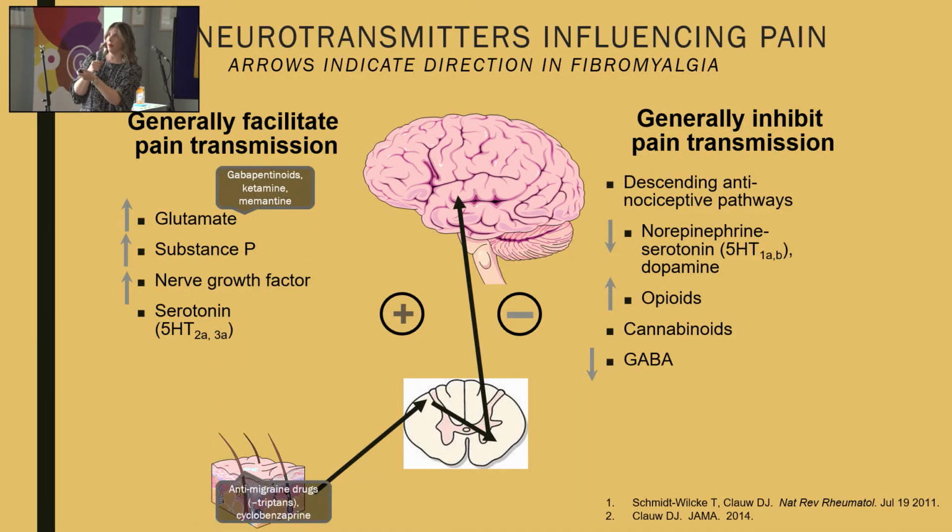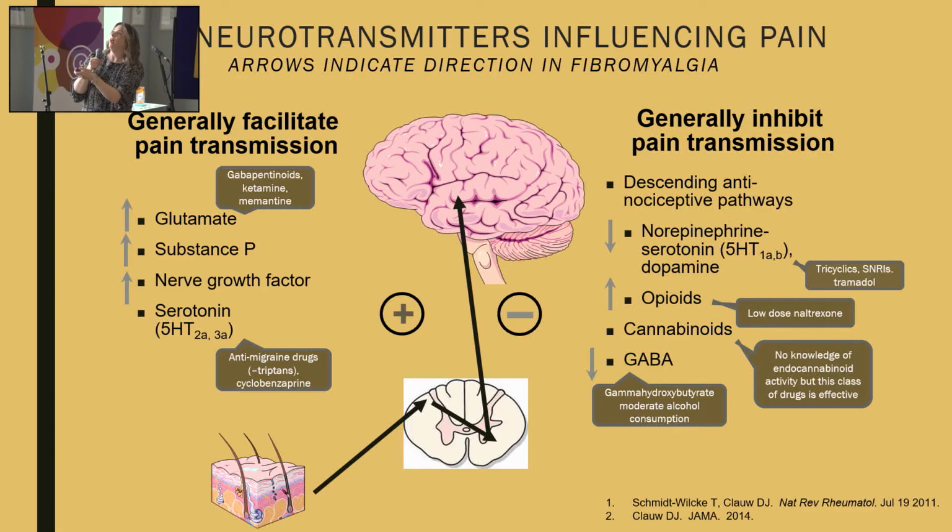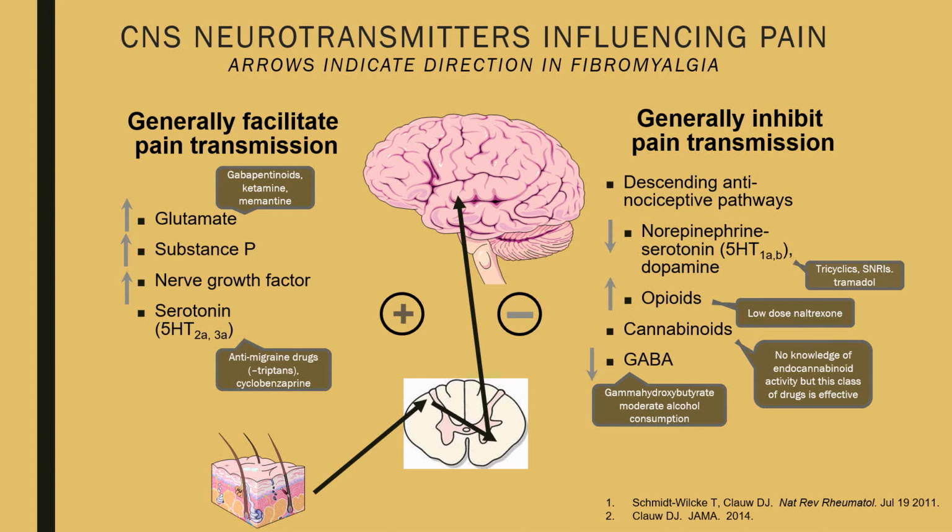This is a very busy slide, but I hope this helps you understand just how complex fibromyalgia is. It's not like type 1 diabetes, where we have an autoimmune disorder that makes the pancreas not make insulin. That's just cut and dry, right? All these things are changing to facilitate pain transmission and decrease inhibition of pain transmission.